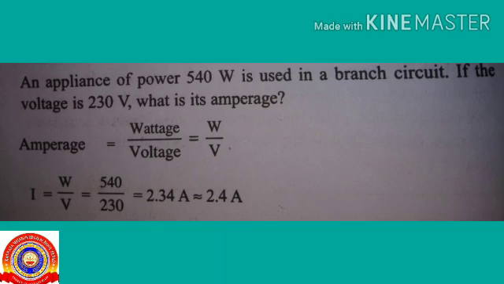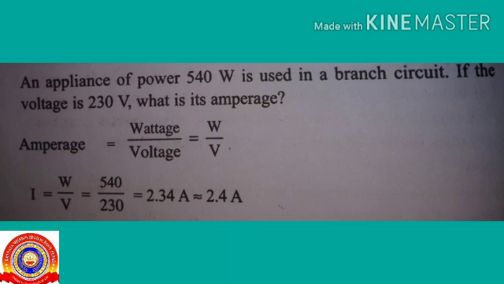Amperage equals wattage divided by voltage. So wattage means power. Okay. Voltage V. So amperage equals wattage divided by voltage, that is W, capital W divided by capital V. And we know I equals W by V, power by voltage. Okay. So we can also use I for amperage. We know I is the current and the unit of current is ampere.